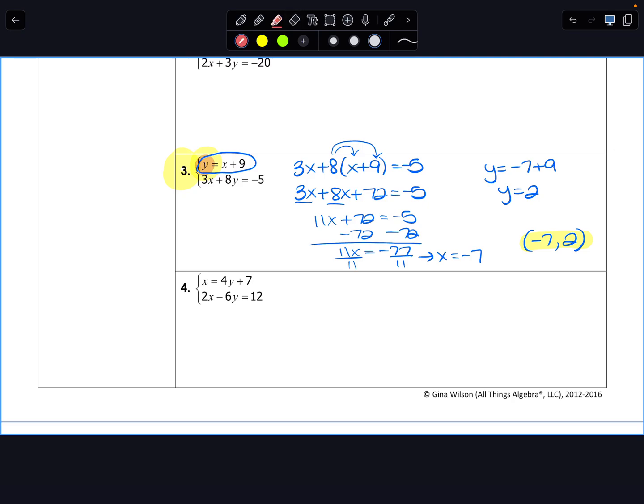Sorry, I took that y and I substituted the x plus 9 in for the y. Oh, so then the y went away. Yes, Mason? Alright, so would the answer be the coordinate point? Yes, the answer is the coordinate point.